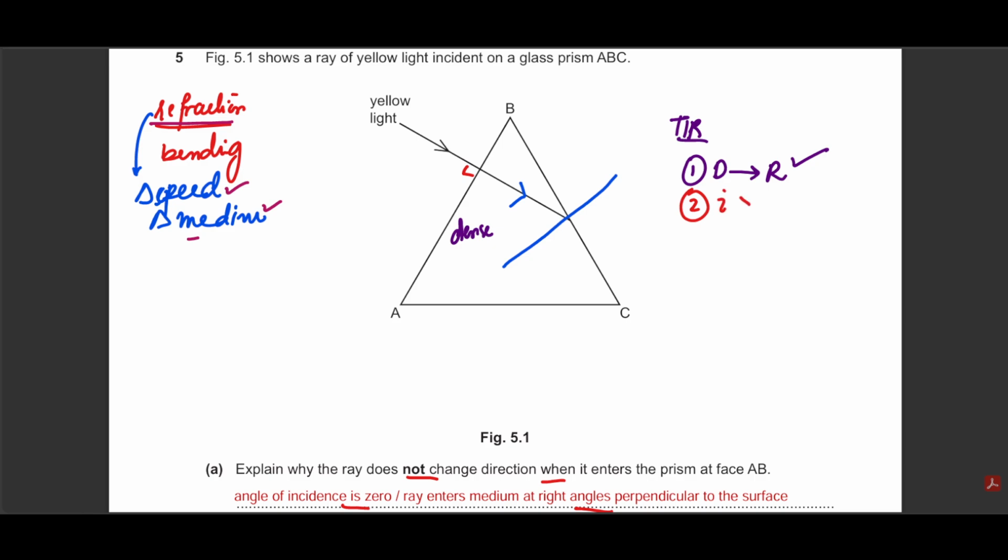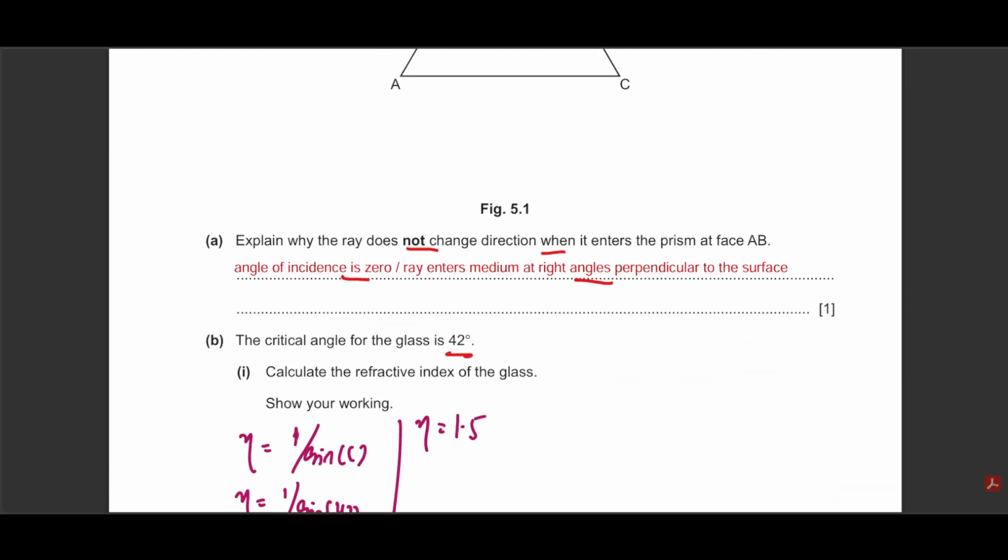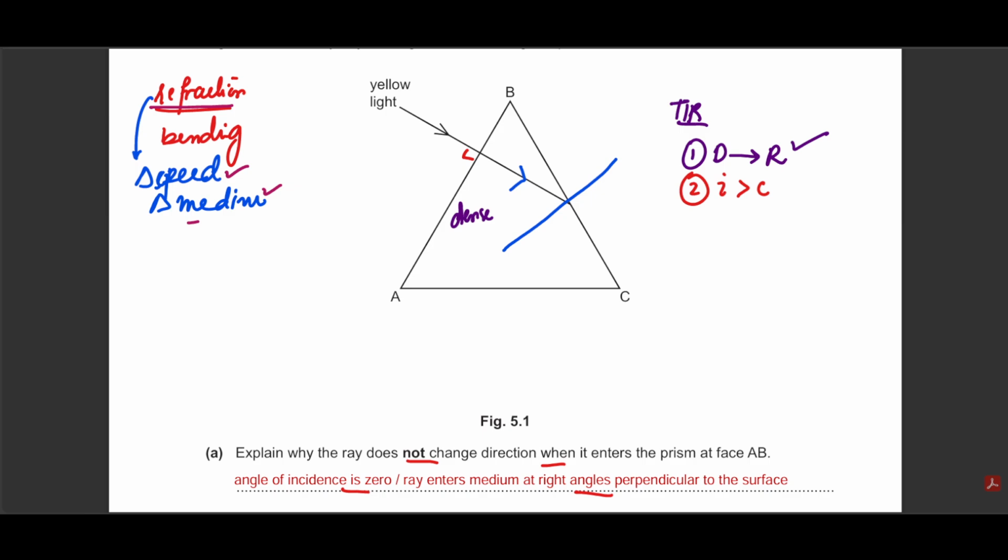The angle of incidence should be much greater than the critical angle. Now, the critical angle we have been given is 42. If I come here and measure the angle of incidence with the normal, which is the blue line, it's much greater than the critical angle because it is much greater than 42. It is even greater than 45. So this condition is also fulfilled.